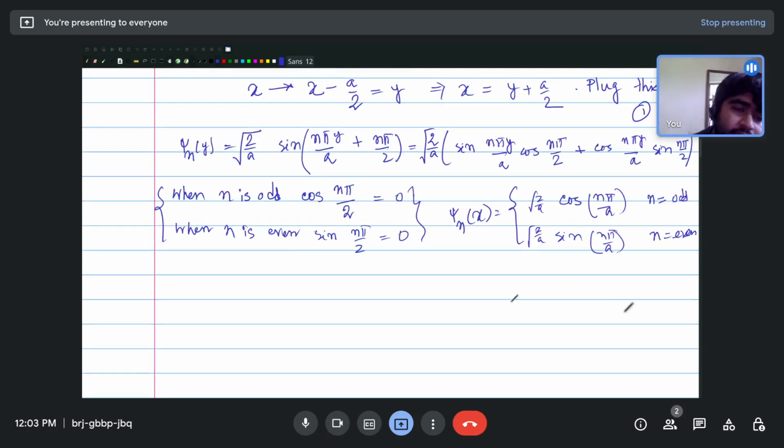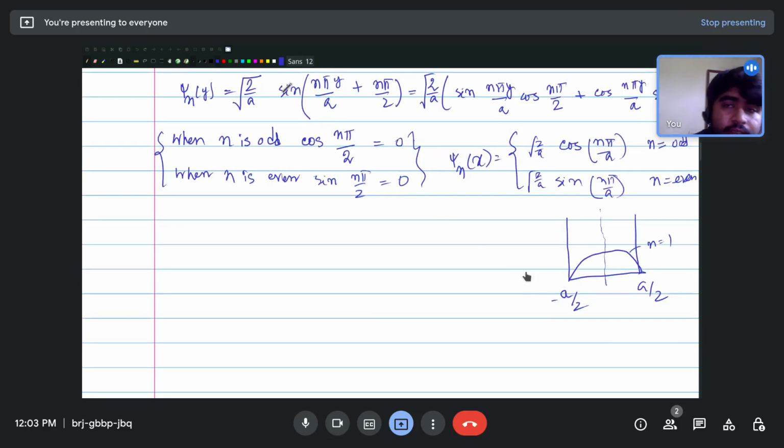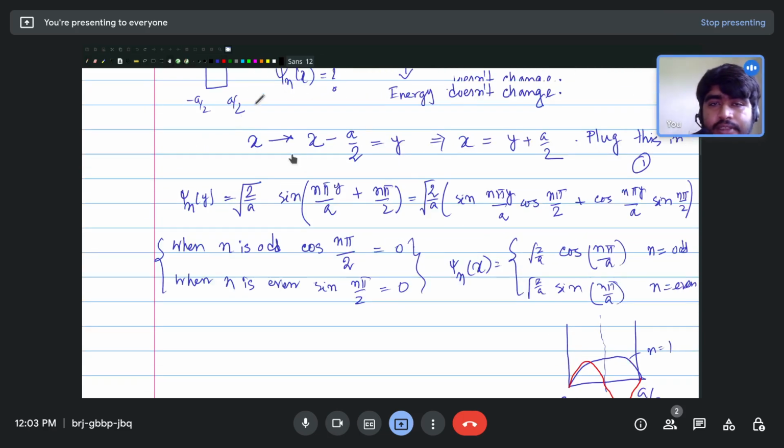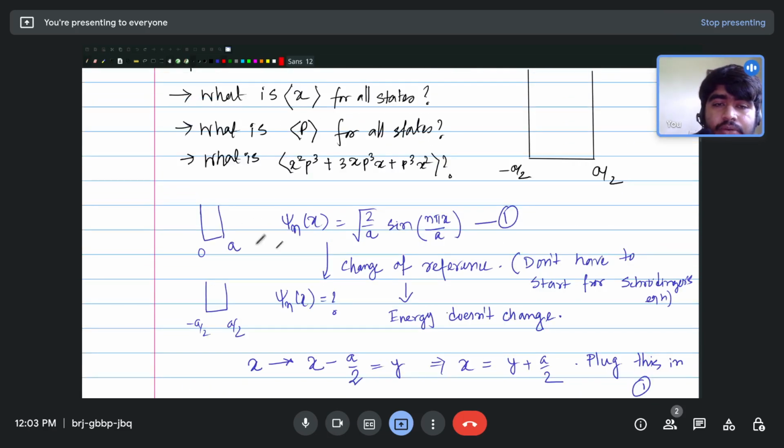You can sketch some of the states, for example. Let's do n is equal to 1. This is my potential well, this is my origin, and this is n is equal to 1. For n is equal to 2, let's draw with a different color. It will be something like this, a sine. For n is equal to 3, it will again be a cosine. As the number goes on, the number of nodes will increase. So this is how you should do that.